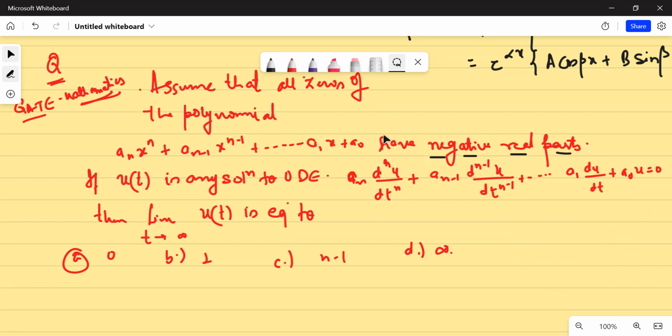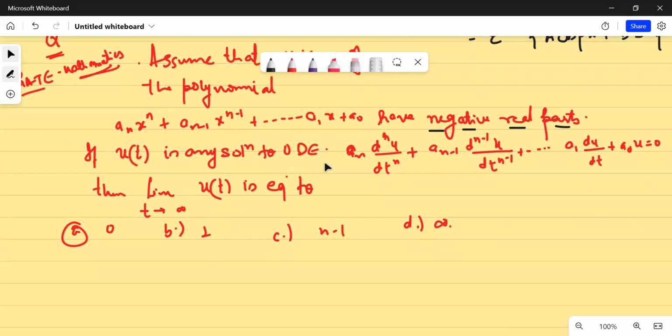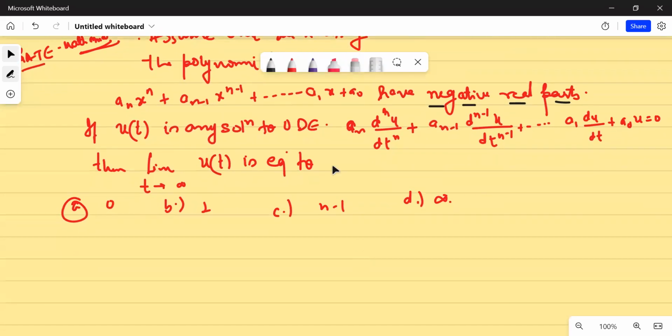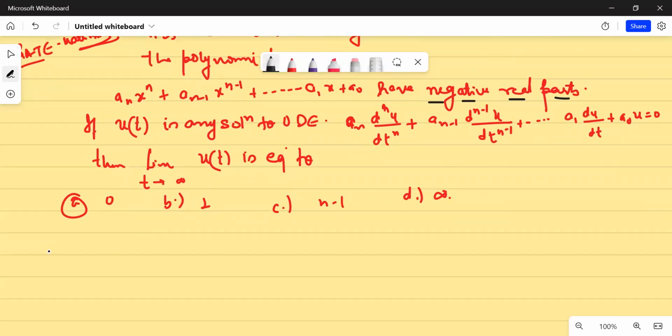The first thing is clear, and regards what? Regards this particular polynomial. The polynomial is given to you as a_n x^n + a_{n-1} x^{n-1} + ... + a_1 x + a_0. And it further says that if u(t) is any solution to this ODE, that is, the ordinary differential equation given to you, and if, what was the methodology I taught you?